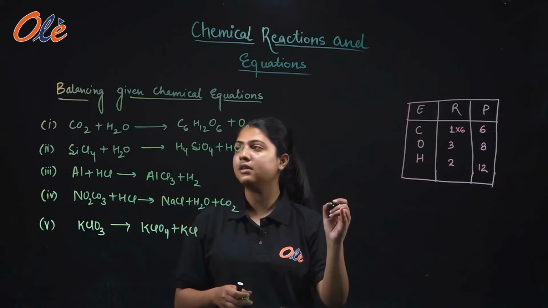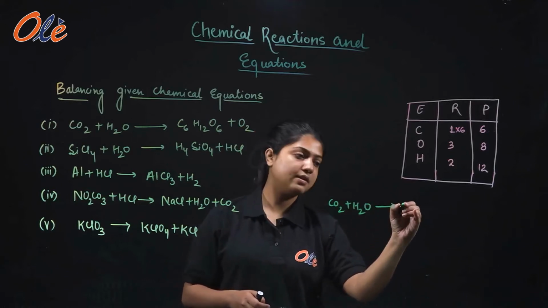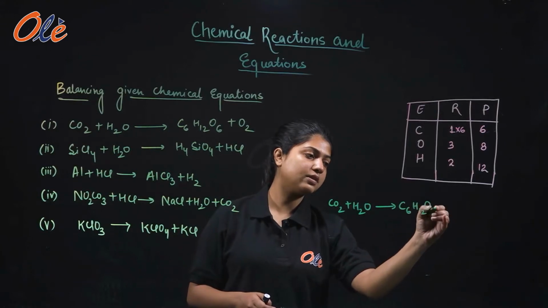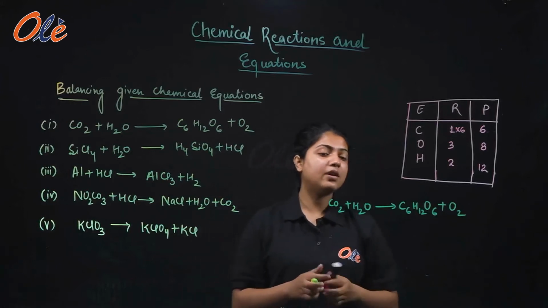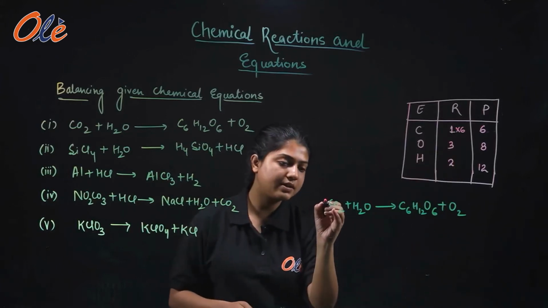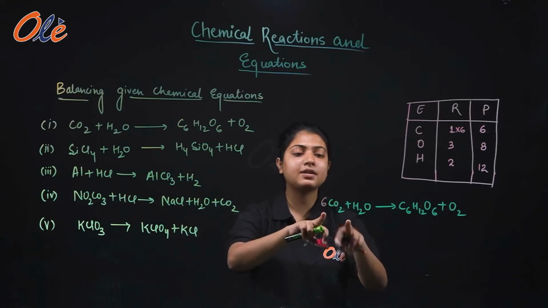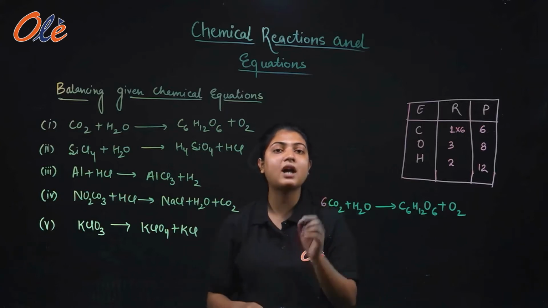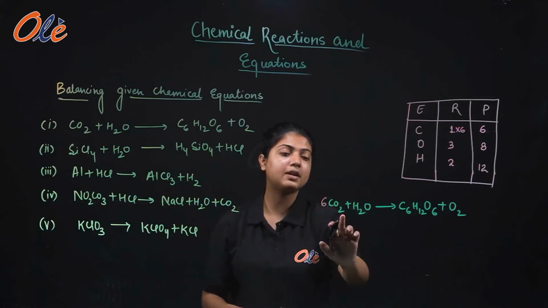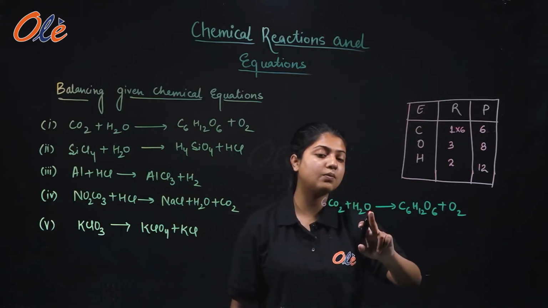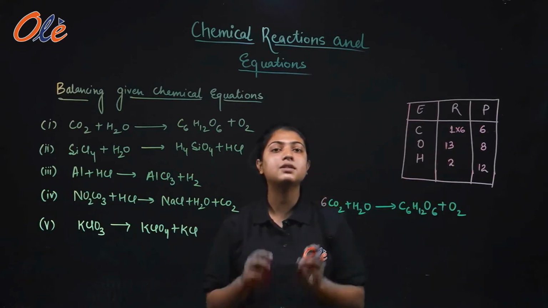So first of all, let us write the equation first. So we are writing here CO2 plus H2O, that is C6H12O6 plus O2, right? So because we have multiplied the reactant side by 6, I am putting 6 here. Because of multiplying the reactant side by 6, you can see the number of oxygen atoms also increases. Now the number of oxygen atoms in the reactant side is 6 multiplied by 2, that is 12, plus 1, that is 13. So now the number of oxygen atoms is 13 instead of 3.